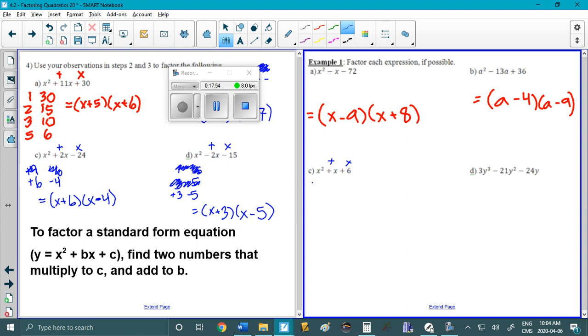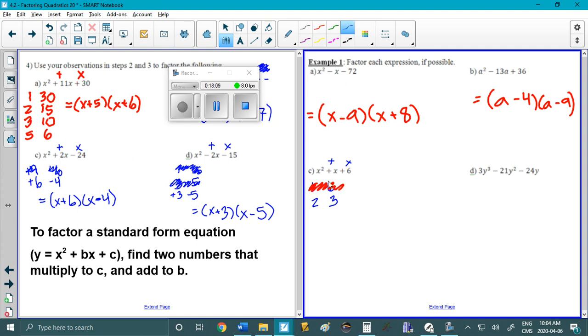So 6 divided by 1 is 6. So 1 and 6, 1 plus 6 is 7. Doesn't work. 2 and 3. 2 plus 3 is 5. Doesn't work.